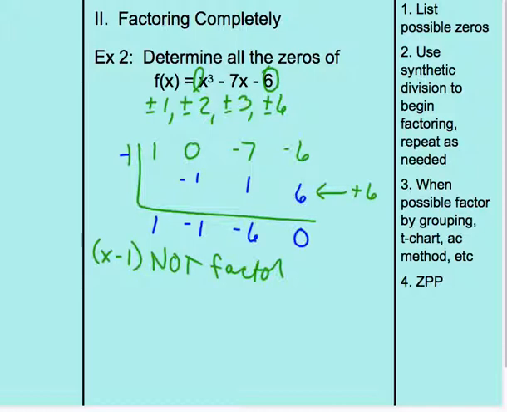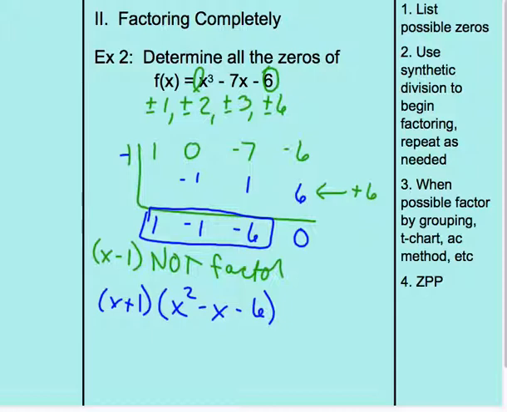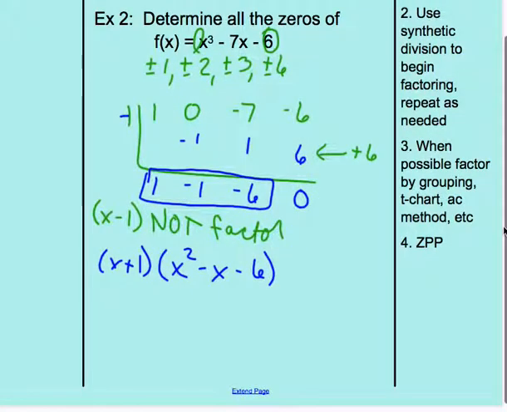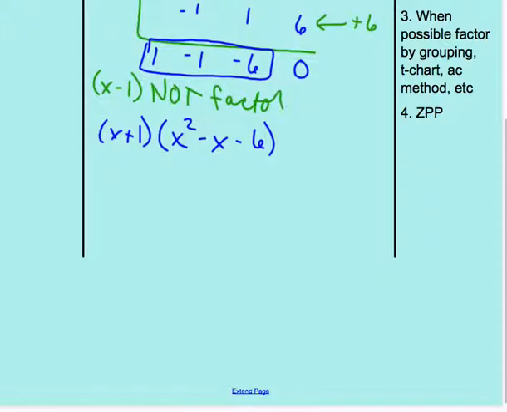And we get a remainder of 0. So what that means is x plus 1, don't forget we're putting it back in with the opposite sign, is a factor of the function. And I can use my answer to write the quotient of my division. So we can rewrite our function, beginning to factor it in this form. And now I have a quadratic trinomial, which I can finish factoring by the t-chart.